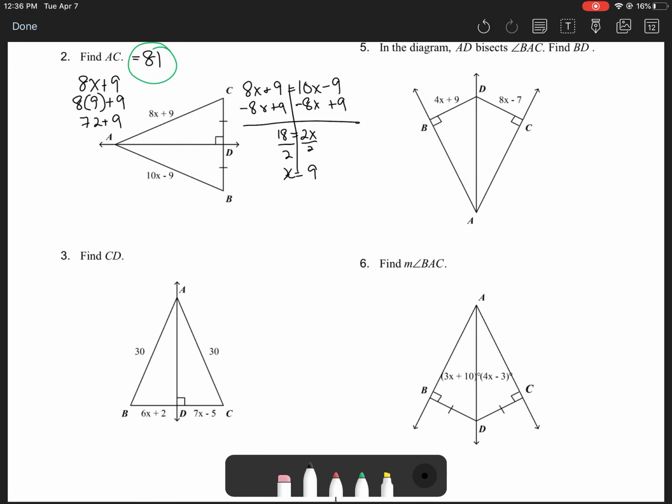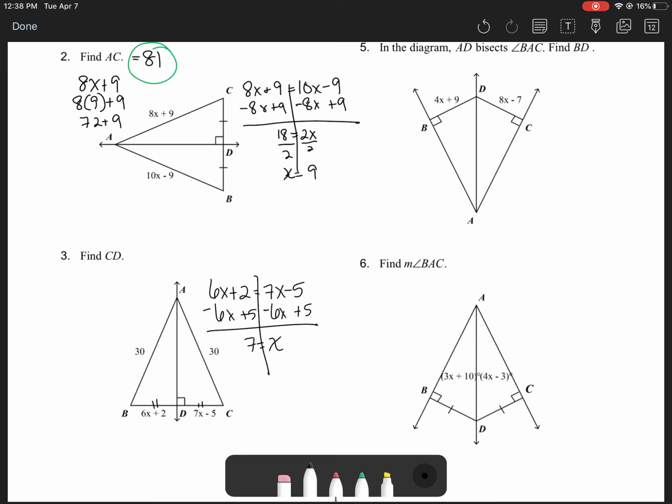Part C, again, I have that perpendicular bisector. This would be the converse of the perpendicular bisector theorem, if you want to think about those theorems. So that tells me that the base of my triangle is bisected, so those segments would be the same. So 6x plus 2 equals 7x minus 5. Subtract 6x, add 5. I get 7 equals x. And I don't really need to do anything else for that x.